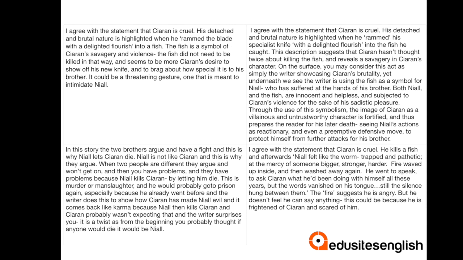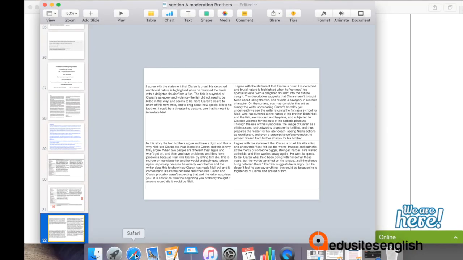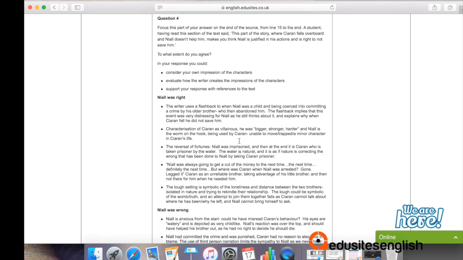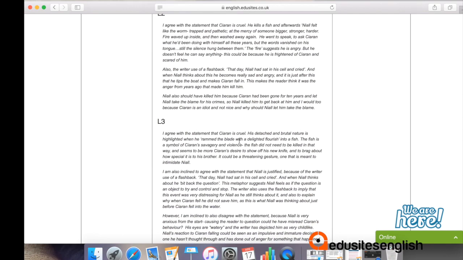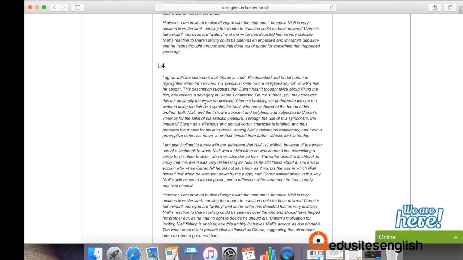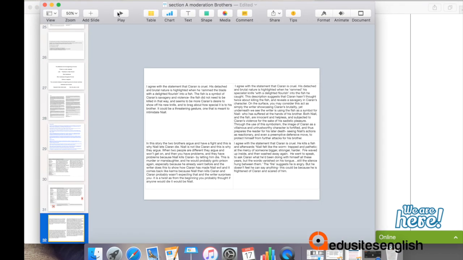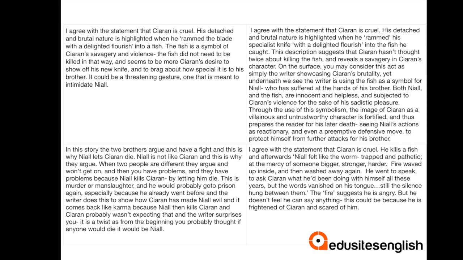This is a very useful thing to do. So I've again gone back to the Edusites website, where we've got all the question 4 responses, and I've taken one paragraph out of each of these, like this, and then put them into a document and laid it side by side. And doing this, you really get to look at what the difference is between each of those responses and why they get the marks they do.